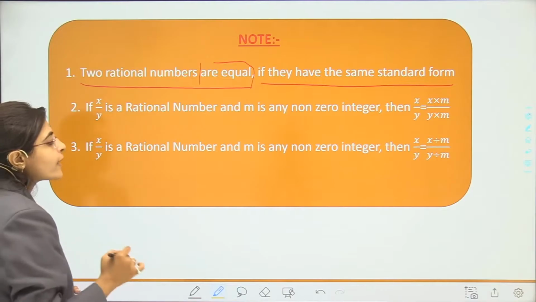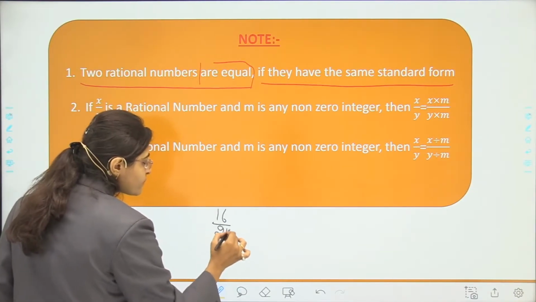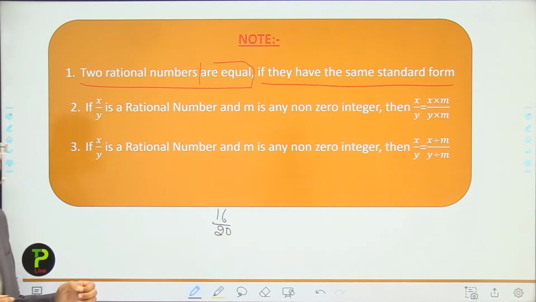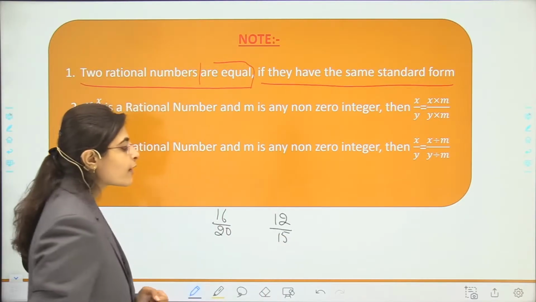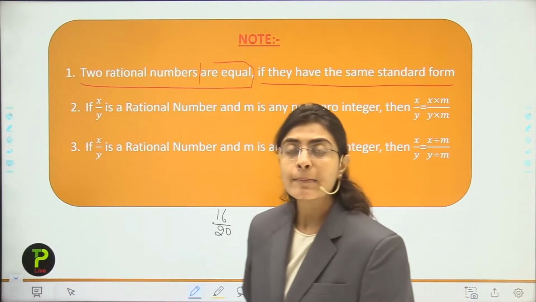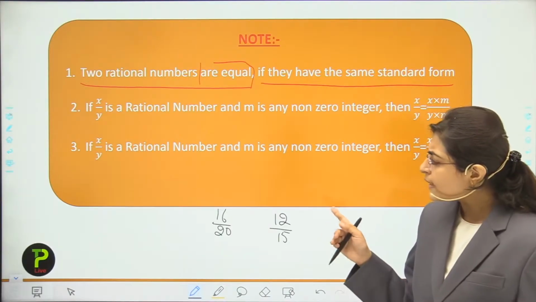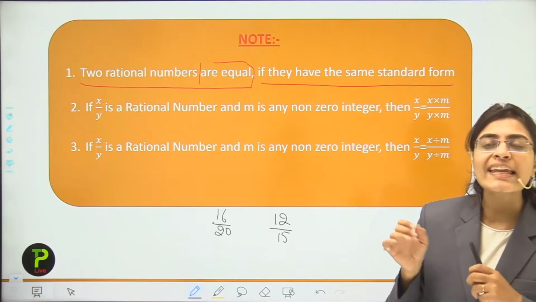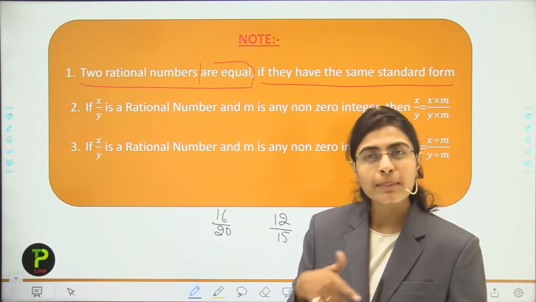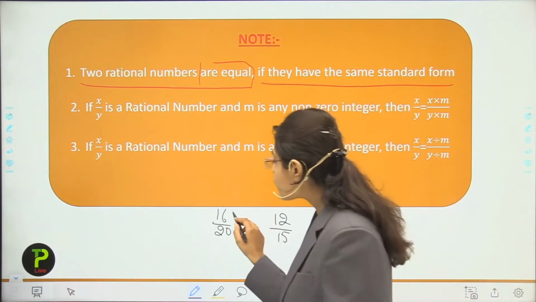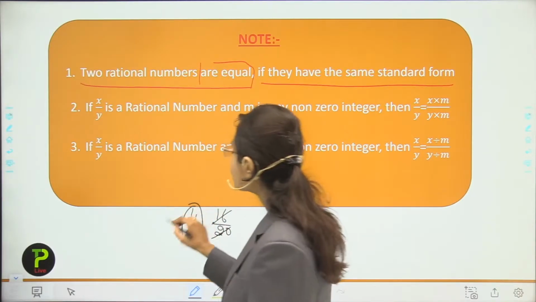For example, 16 by 20 and 12 by 15. These are the two rational numbers and I have to find whether they are equal or not. So let us just convert these two into standard form. Here they are divisible by 4, right? 16 and 20 come in the table of 4. So just divide them by 4. It is 4 fours are 16, 4 fives are 20, and it will give me the standard form 4 by 5.